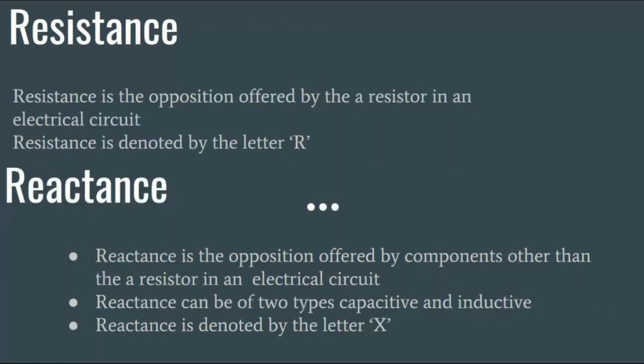currents. AC circuits have many components, and these components offer an opposition to the flow of electric current, while resistors offer resistance. The opposition from other components is called reactance. It can either be capacitive or inductive.